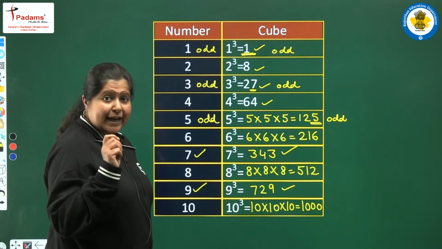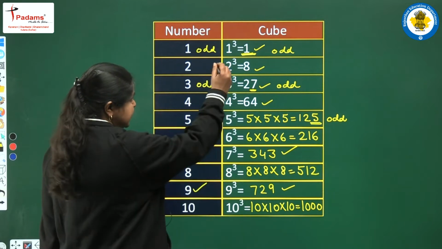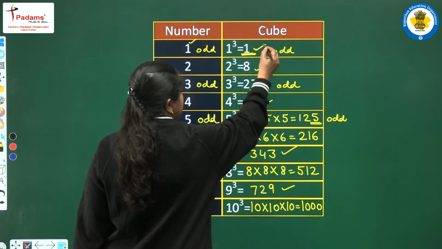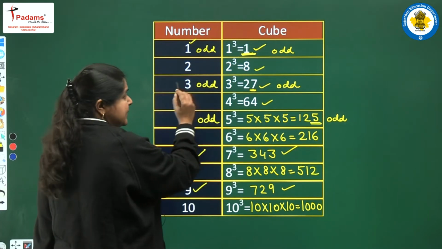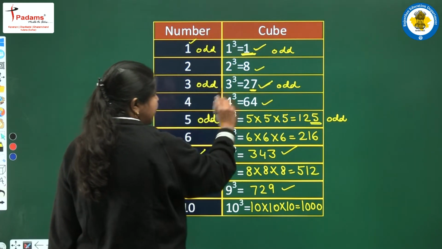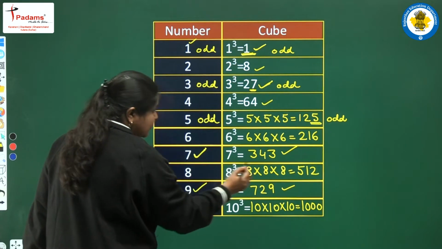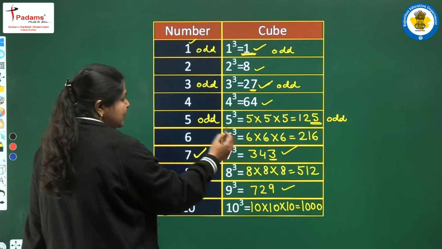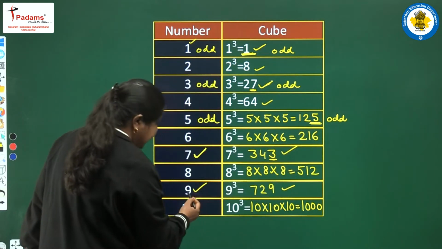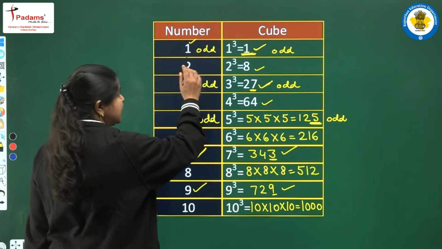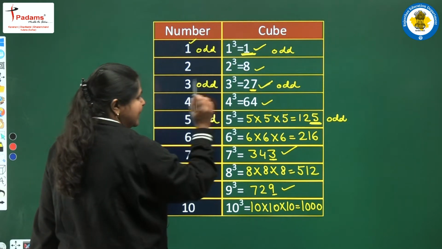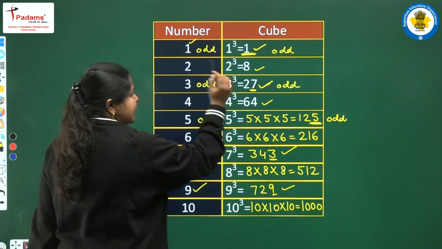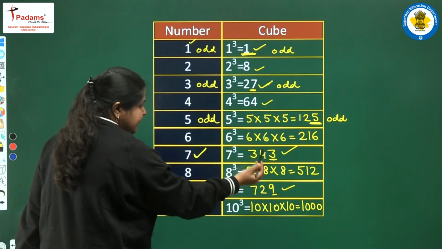And let us have a look at the ones place digit in these cubes. 1 has its cube ending with 1 itself. 3 जो है उसका क्यूब 7 पे एंड हो रहा है और 7 का क्यूब 3 पर एंड हो रहा है. So this is interesting to see. 5 cube is ending with 5 and 9 cube is ending with 9. So 1 cube is ending with 1, 5 cube ends with 5, 9 cube ends with 9, but 3 cube ends with 7 and 7 cube ends with 3.